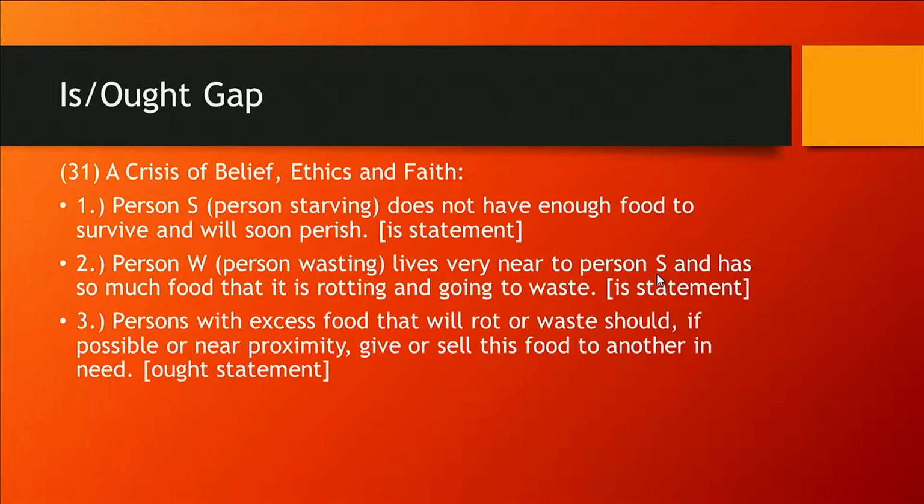So it's very easy to establish, shall we say, these first two statements, because they are "is" statements, factual statements that can be discovered by a simple observation and a little bit of additional information. So we would have statement one here: person S is starving, does not have enough food to eat, and will soon perish. Now this is demonstrable. Malnutrition is not that hard to demonstrate.